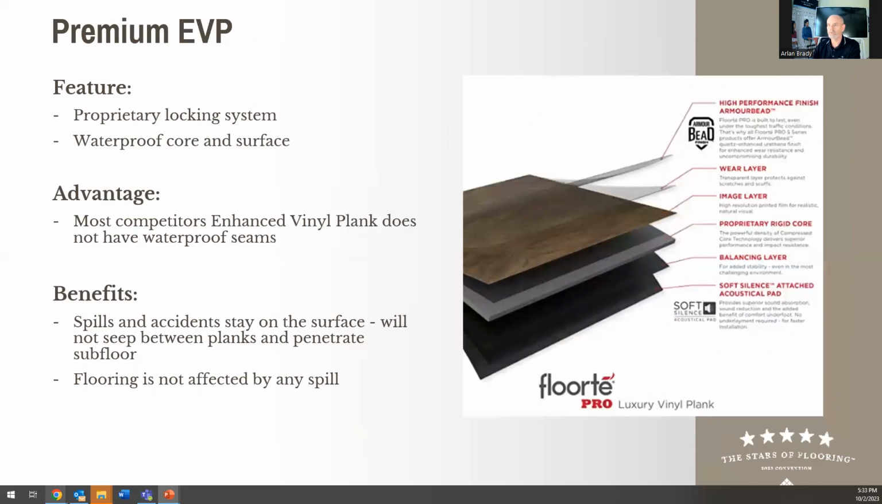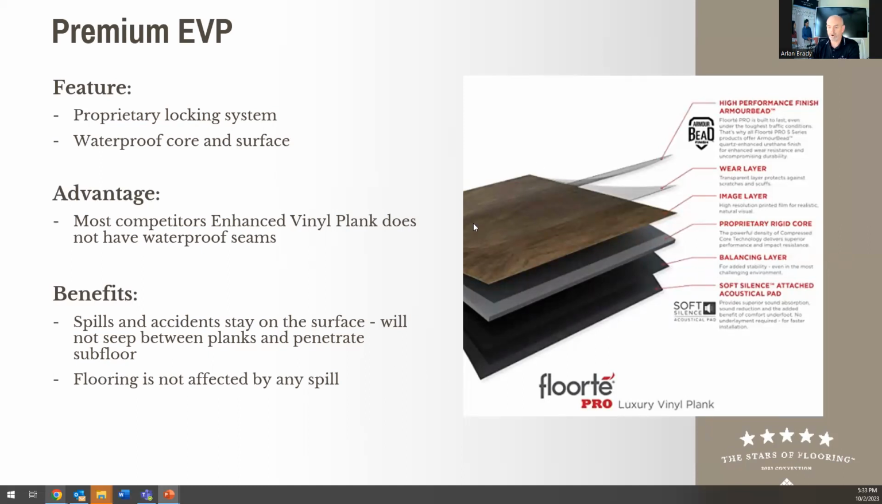What's next? Well, you've got premium luxury vinyl planks or enhanced vinyl planks. What makes it premium? You've got a proprietary locking system. The core is waterproof as well as the surface. For most competitors, the luxury vinyl plank does not have waterproof seams. With some of the ones that come from Shaw, they do have waterproof seams, and therefore spills and accidents will stay on the surface and they won't seep down in between the boards.